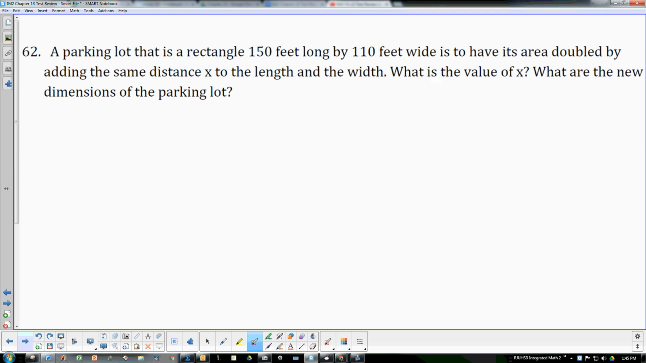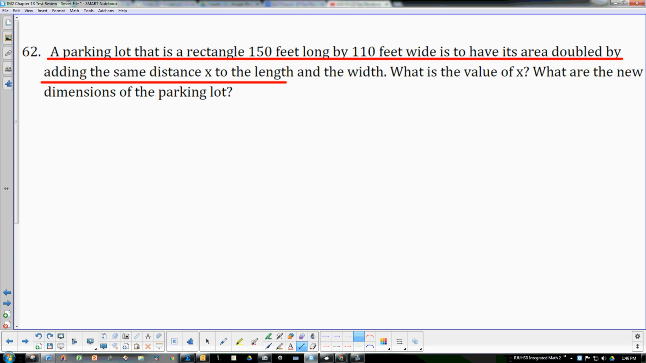Here is number 62. We have a parking lot problem. Okay, let's read through this. It says a parking lot that is a rectangle 150 feet long by 110 feet wide is to have its area doubled by adding the same distance x to the length and the width. And then what's the value of x? Well, first we have a rectangular parking lot. I think we can draw that. That might be easy enough.